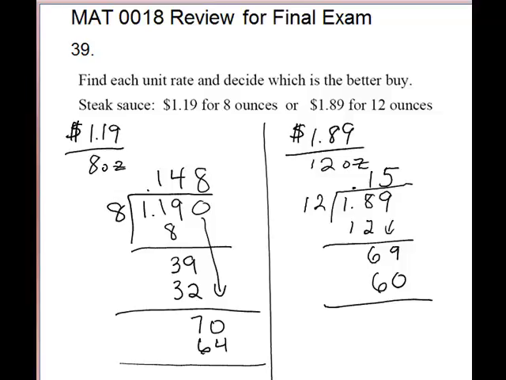We see a difference. You compare before rounding. So we match 1 to 1 is the same, but in the next spot we have a difference. So we're comparing 4 to 5. The one with the 4 is the better buy. So your first one, $1.19 for 8 ounces, is the better buy.